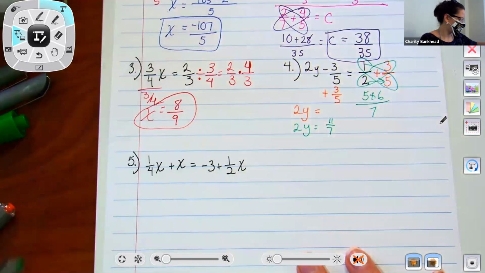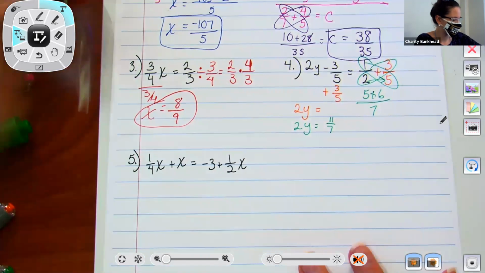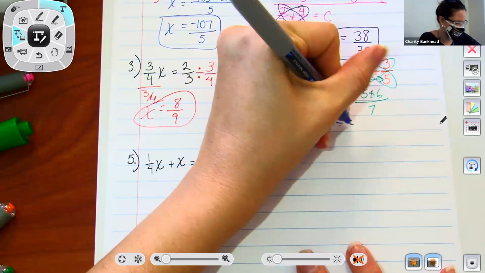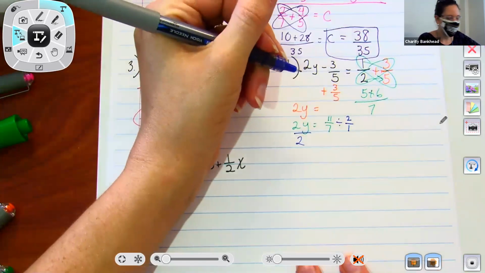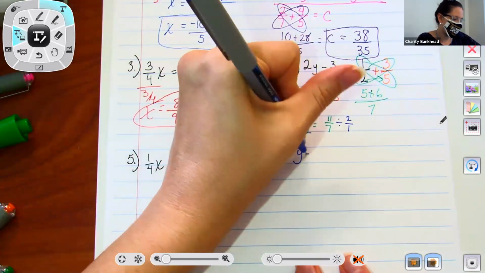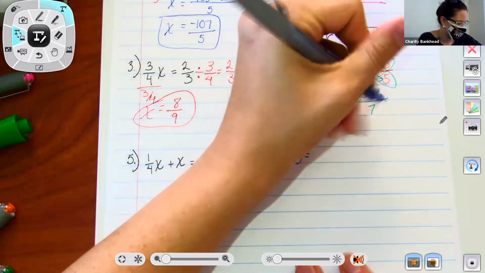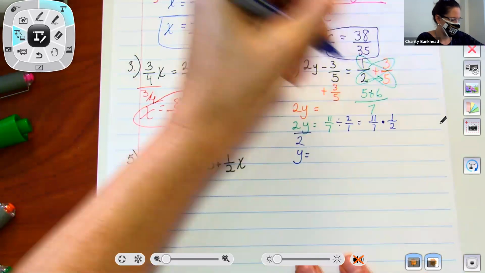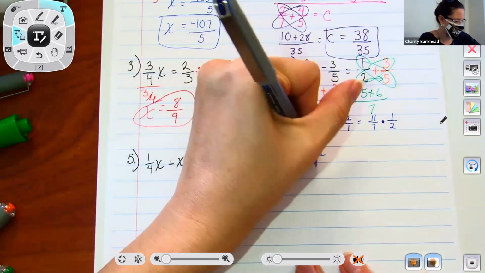And then I would divide by 2. 2 is the same thing as 2 over 1. So when dividing fractions, flip the second fraction and multiply. So 11 over 7 multiplied by 1 over 2, and that's 11 over 14.